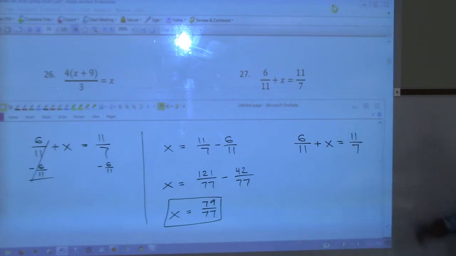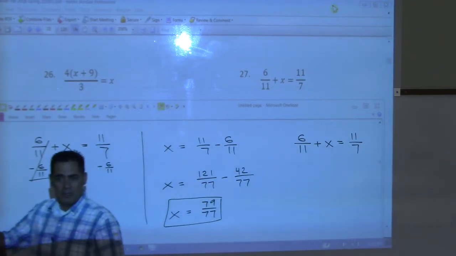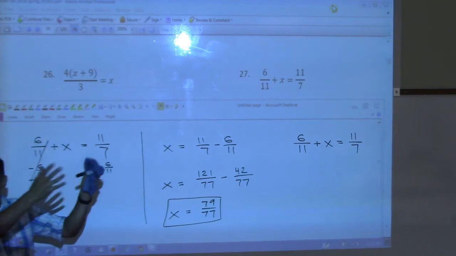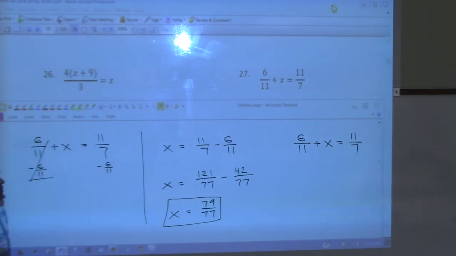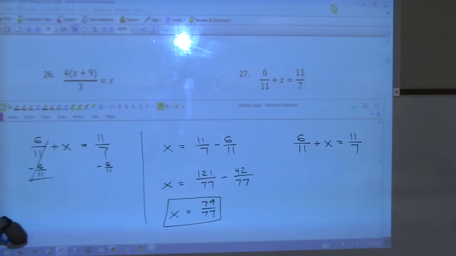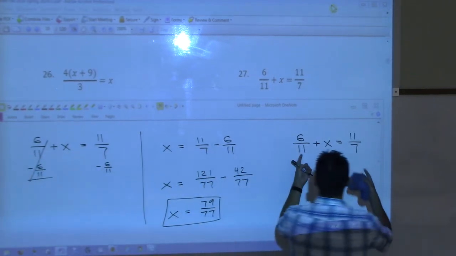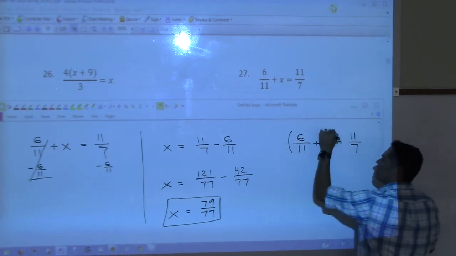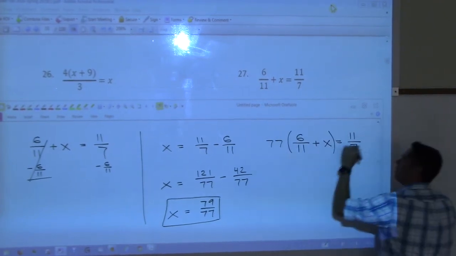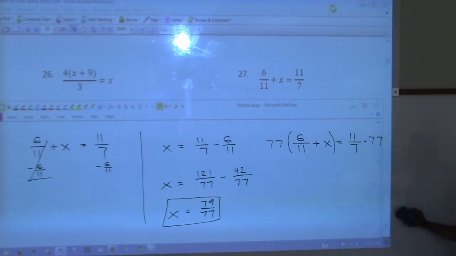I look at this linear equation, and I don't like the fractions. So I decide to clear them right to start. Because there aren't any parentheses or anything for me to deal with, I'm going to try and clear the fractions. So I'm going to multiply both sides of the equation by, what do you think? 77, because 77 is a multiple of both of these. So I'm going to multiply this side by 77 and this side by 77. Y'all with me? Okay, now watch what happens here.